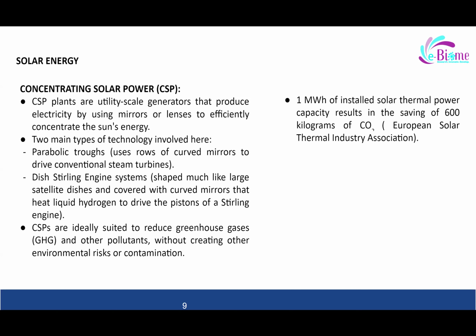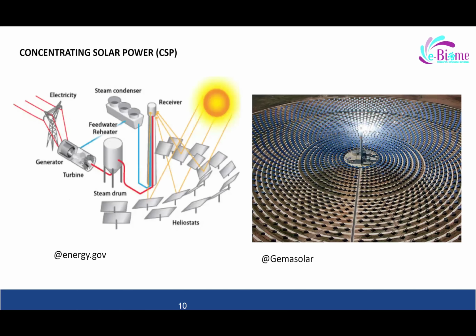So concentrating solar power is ideally suited to reduce greenhouse gases and other pollutants without creating other environmental risk or contamination. A point to note is that 1 megawatt hour of installed solar thermal power capacity results in a saving of 600 kilograms of CO2. That's according to the European Solar Thermal Industry Association. So these are the examples of the two types of CSP.